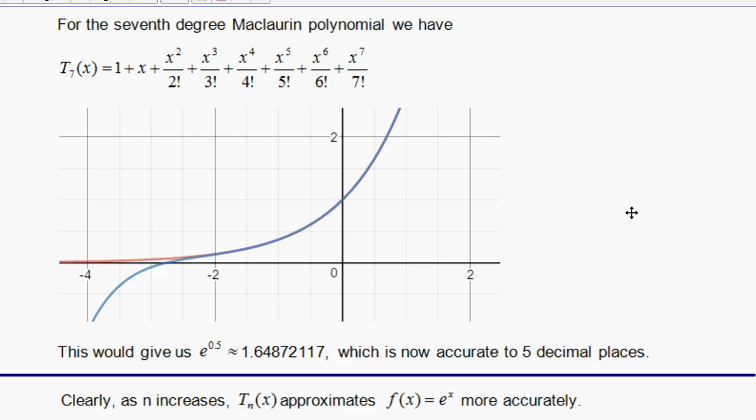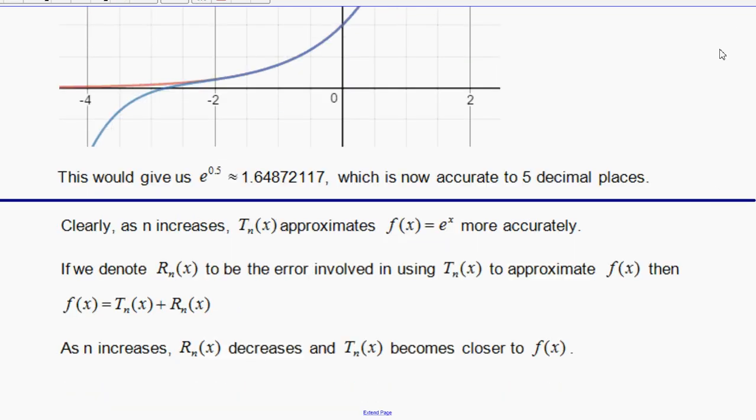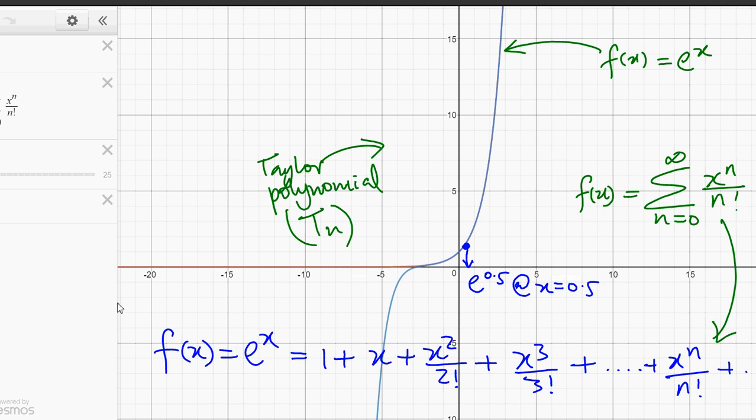So clearly we can see that as n increases, the Taylor polynomials approximate the function more accurately. And you can see from the diagram that we have here, if I increase n, we are actually ending up with a better and better fit.